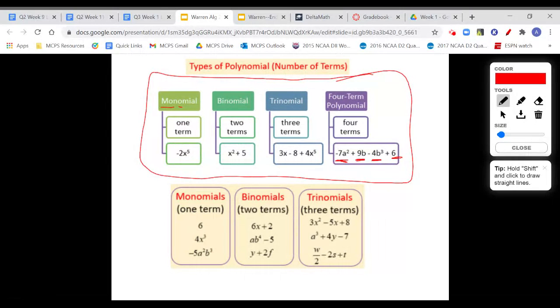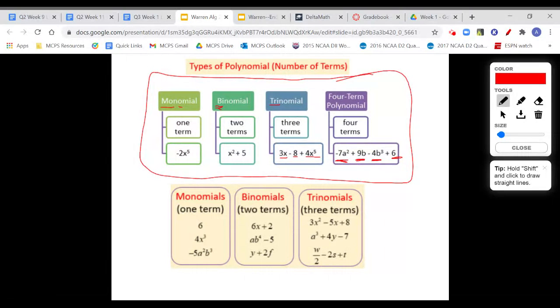Right? So my monomial only has 1 term. My example is negative 2x to the 5th. Okay? A binomial has 2 terms. Bi meaning 2. So 2 terms, x squared plus 5. Next is my trinomial. Tri means 3. So a trinomial has 3 terms. 1, 2, 3.